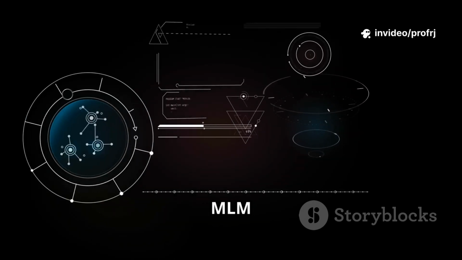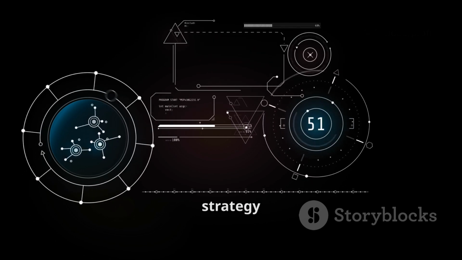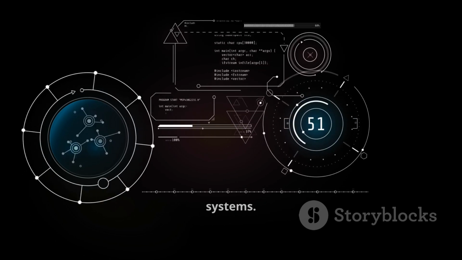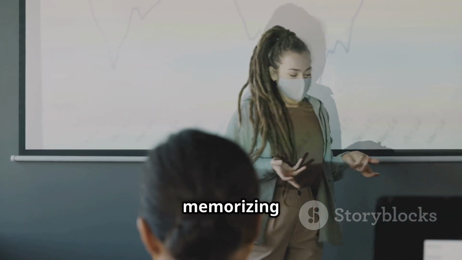So, that's MLM, a simple but incredibly powerful learning strategy behind many modern AI systems. It helps machines understand language instead of just memorizing it.